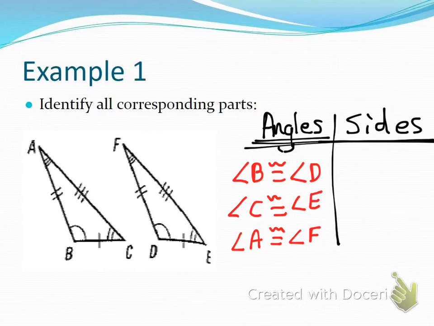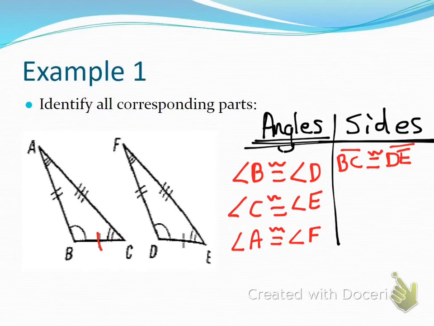Alright, now let's look at a side. Let's do the one with just the one dash mark. So we have BC. What is marked the same as BC? Good. So BC is congruent to DE. And the only thing about side is 2 points. Yes, correct.